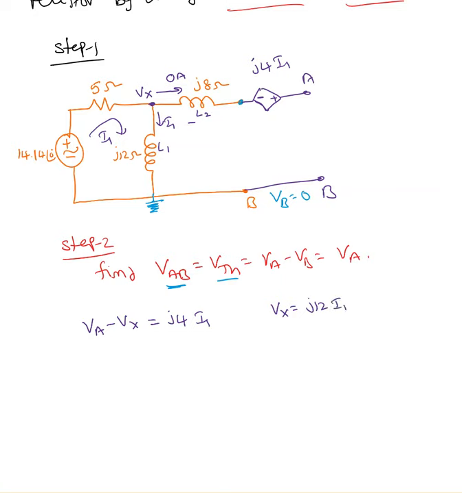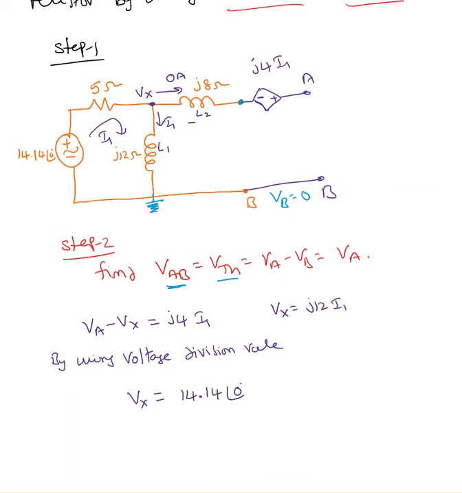Okay, I can say j12 times I1. But do I know I1? I can find the I1, or I can use the voltage division rule. By using the voltage division rule, Vx equal to the total voltage, which is 14.14 at an angle of 0.